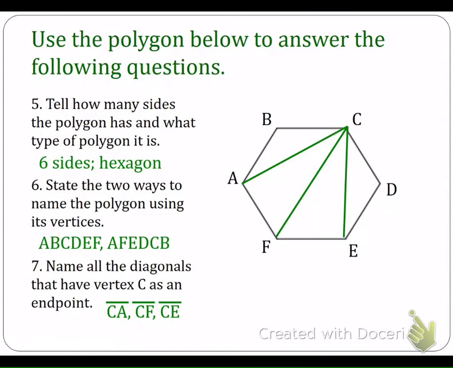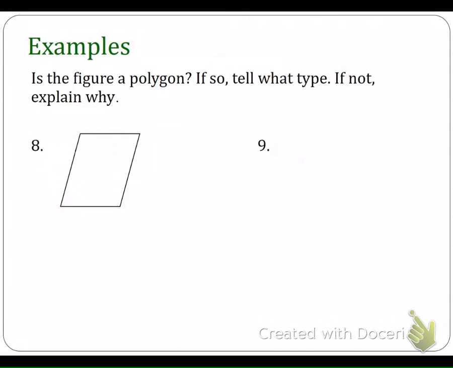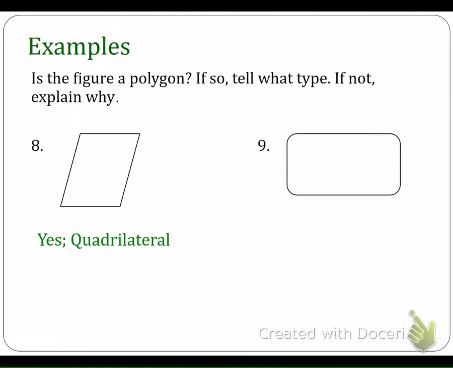What are your questions? So 2 parts to each answer no matter what. If yes, what? If no, why? Yes. All right, is this a polygon? Yes. What kind? A quadrilateral. Good. Because it has 4 sides and all the sides connect at the endpoints. Is this a polygon? No, because it has curves. Good. You could say it has curves, or you could say not all sides are segments.